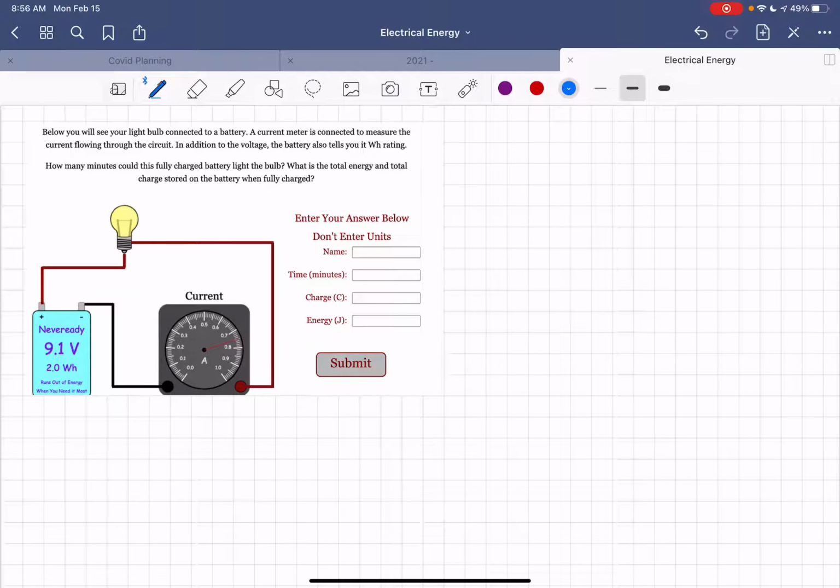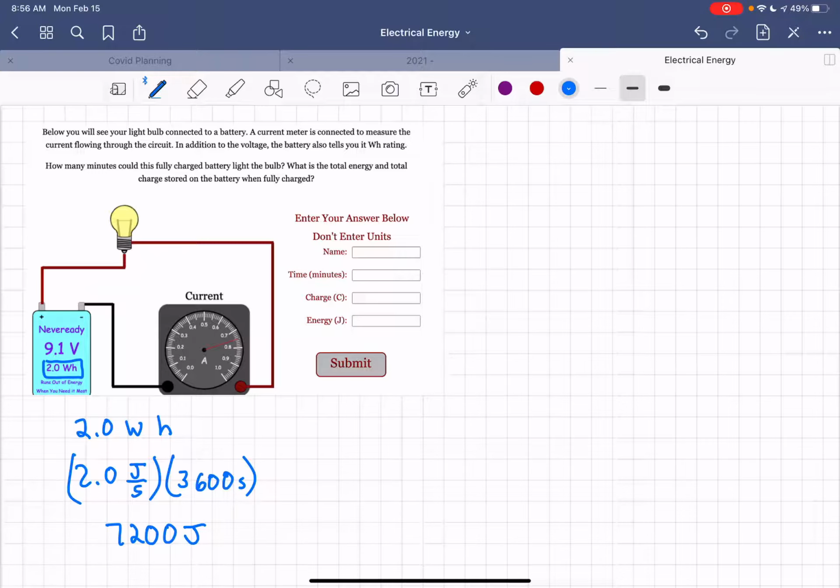Okay, in problem number 2, you're going to be given a battery where it has a rating. This one is 2 watt hours. Remember, 2 watt hours means 2 joules per second for a time of 1 hour. You turn that hour into seconds, and you will get the amount of joules on your battery.